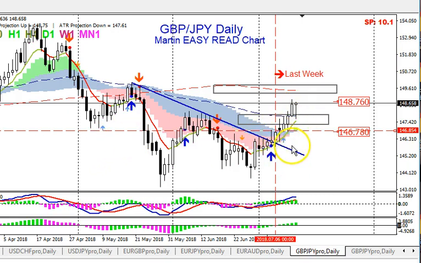Okay, so for this week, I see a continuation to the upside. Okay, I see continuation to at least this area right here. Look for buys above 148.76 and sells below 146.78 if you think price is going to come all the way down. But I don't think so. My bias is to the upside. I believe price is going to go higher.